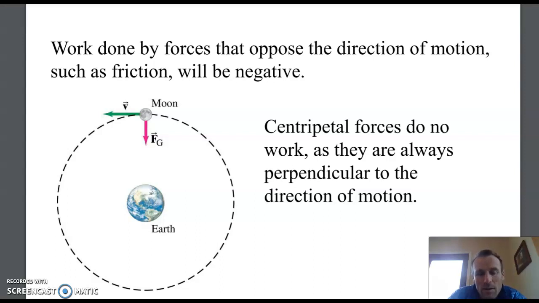Well, work. The main thing about work is we're going to be changing the energy of a system, and as we'll talk about here, the energy of the system is going to be something called kinetic energy. And so with this centripetal force, we're accelerating towards the center, but we're not changing that linear velocity vector at all. So we're not adding any kinetic energy to the moon.